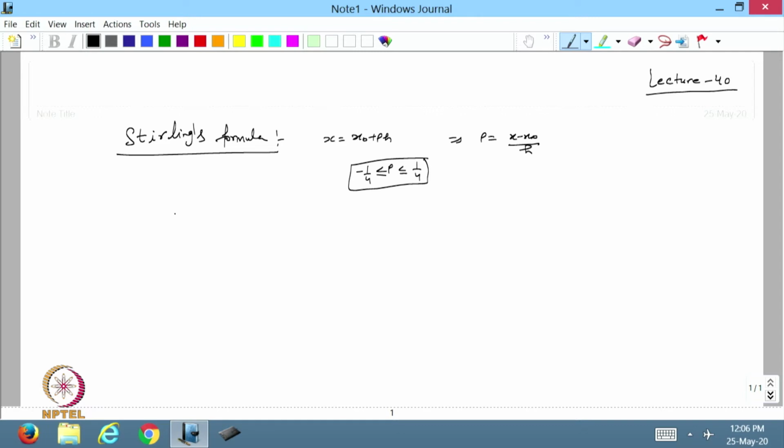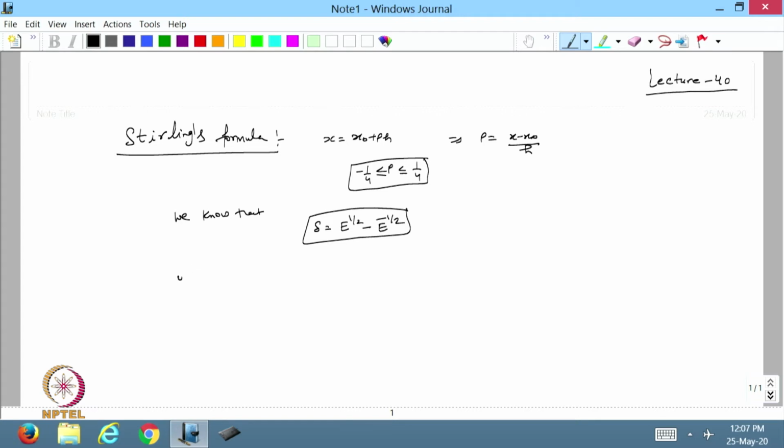And we also know the shift operator. I want to find the relation between E and delta: my delta can be written as E to the half minus E to the minus half. This we already know. Now I give you directly the Stirling formula.